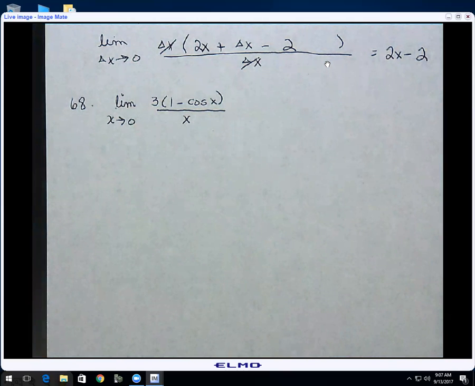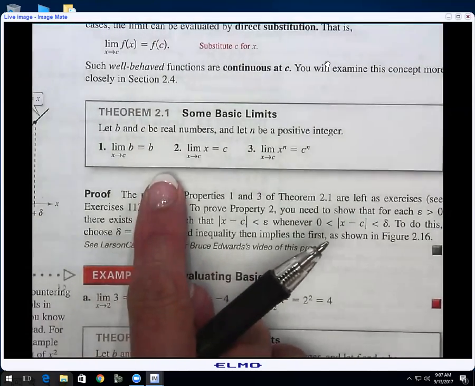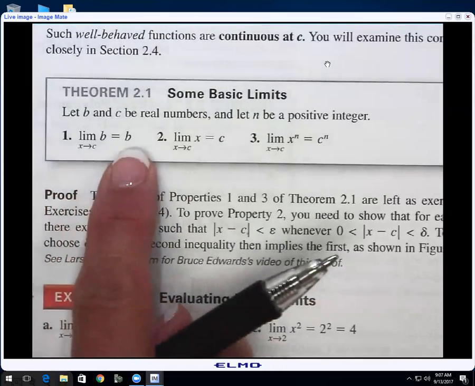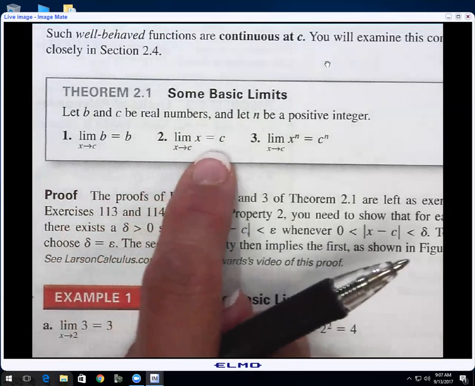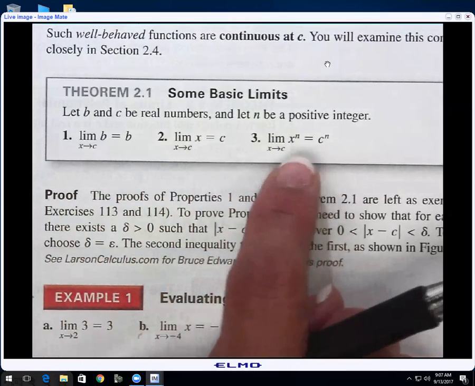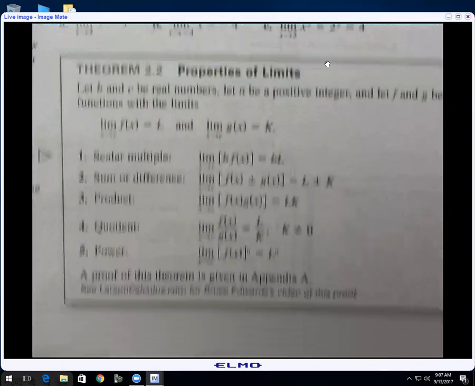I realized that there are some very relevant properties in the book that I didn't mention. I need to mention those before we do this number 68. On page 79, my handout did have those basic limits. The limit of a constant is just the constant. The limit as x approaches c of x is just c. And a power function can be evaluated by direct substitution. I have those on my handout. What I did not have was these.